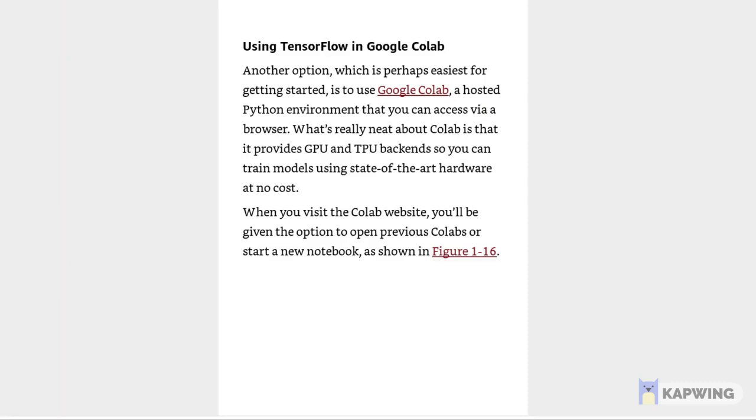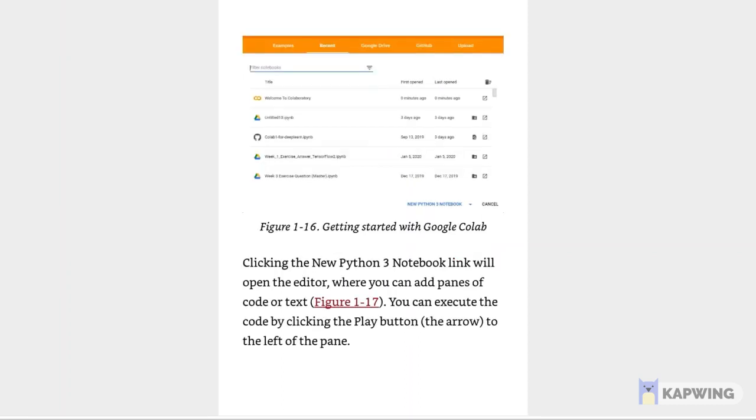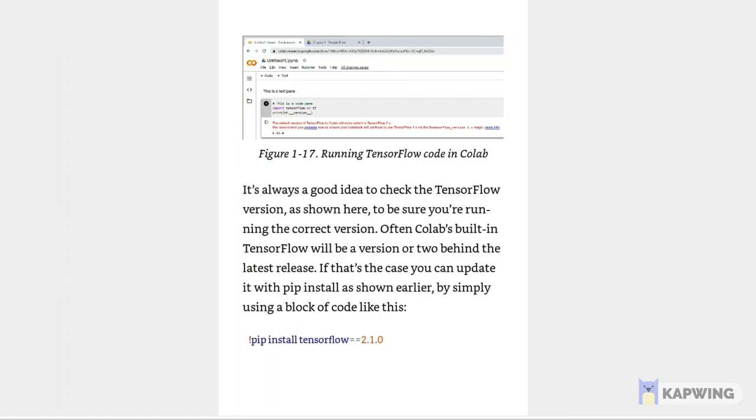Finally, if you want to use Google Colab, you just need to log in to your Gmail account and go to Google Colab, and the first thing you'll get is your previous projects if you have any, or you can just click on start a new notebook. You can get your code from GitHub or upload one from Google Drive, anything you like to start your new code with. Colab also provides support for GPUs and TPUs for your state-of-the-art models. And here is running TensorFlow code on Colab. In Colab, you can use pip install tensorflow==2.1.0.